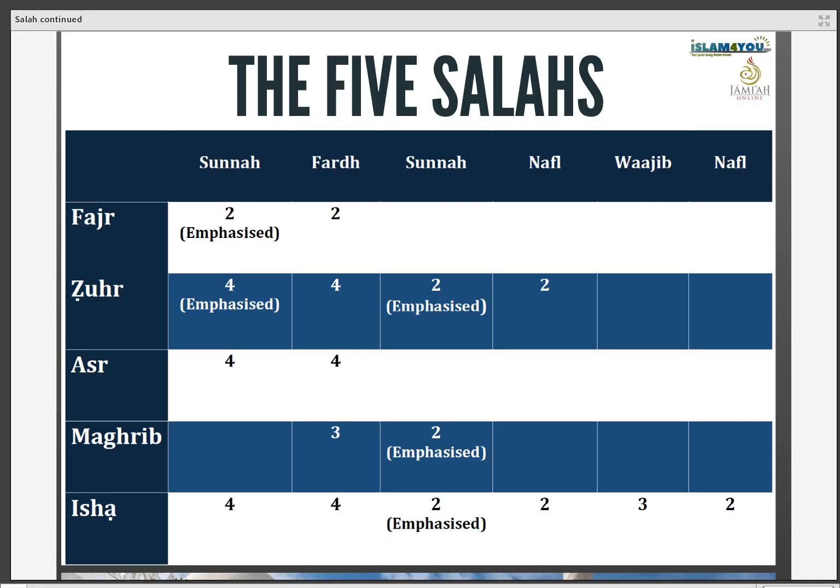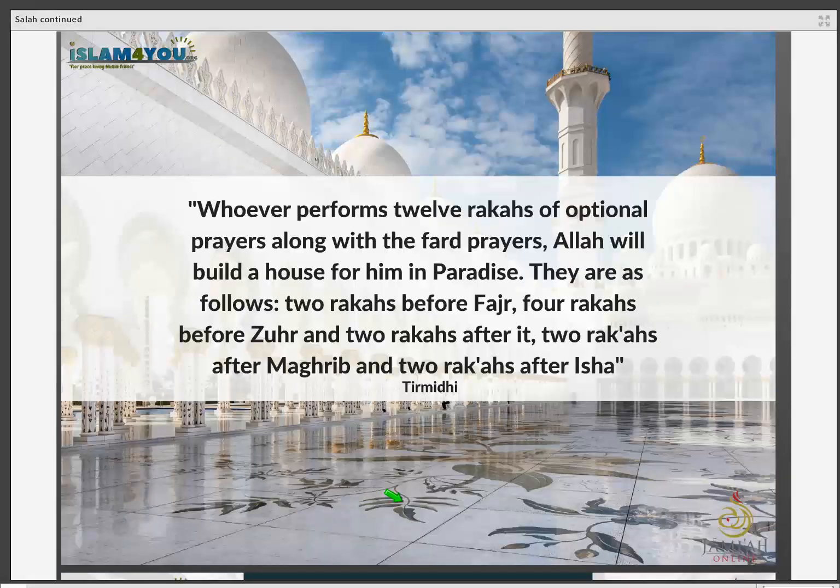Thereafter, the Prophet Muhammad mentioned all these emphasized optional prayers. So the 2 of Fajr, the 4 of Dhuhr, the 2 of Dhuhr as well, the 2 of Maghrib, and the 2 of Isha. He mentioned these units or these prayers, emphasizing the importance of it, and that is why we regard it as an emphasized prayer. So it should not be left out.